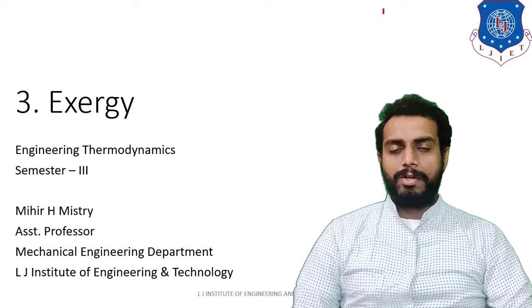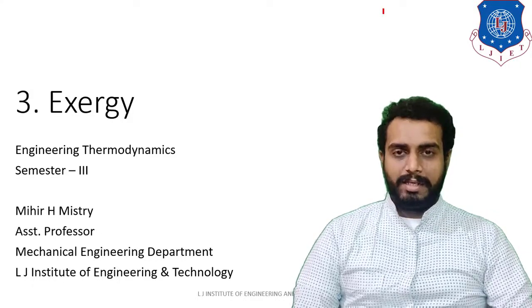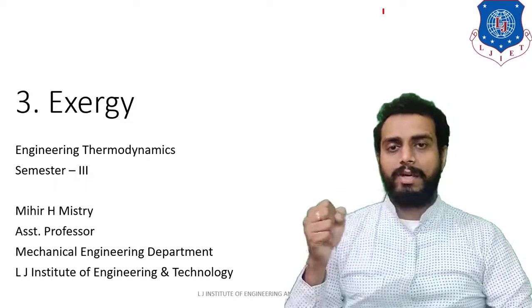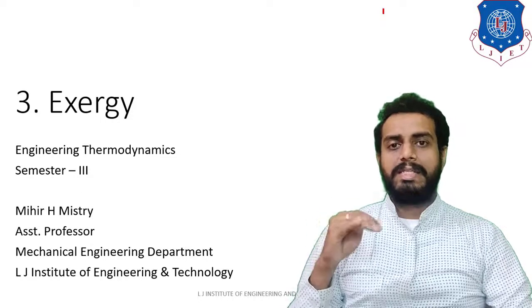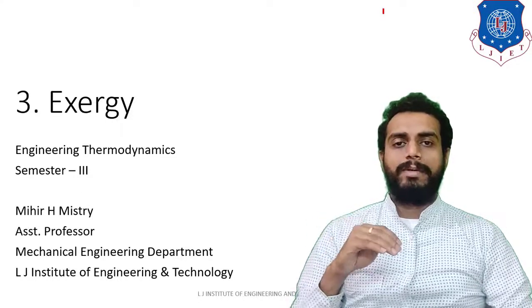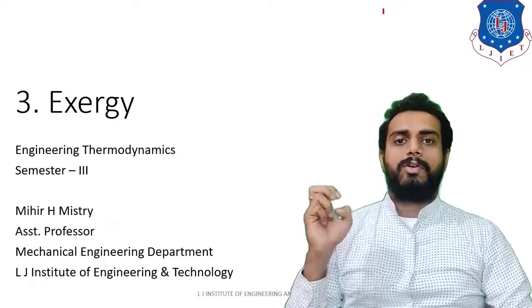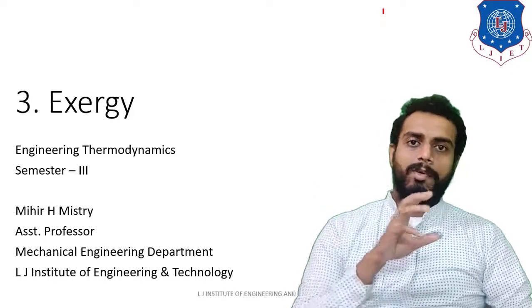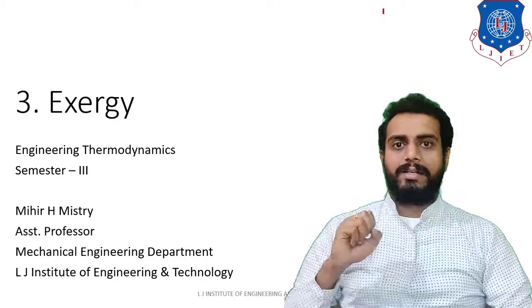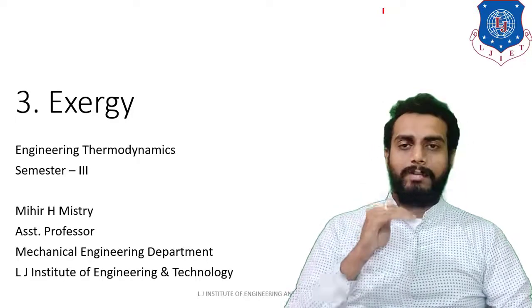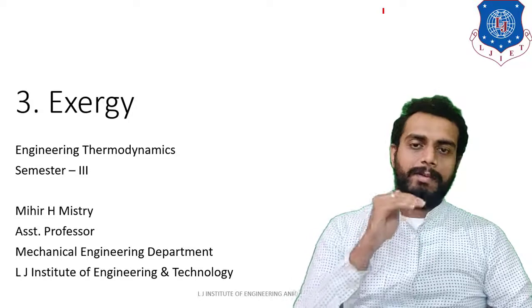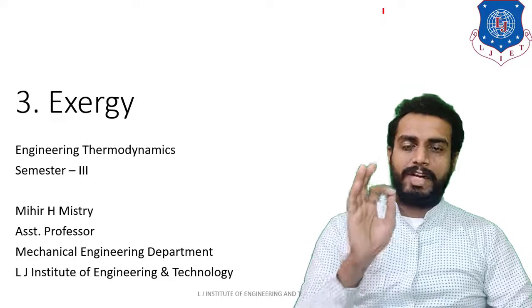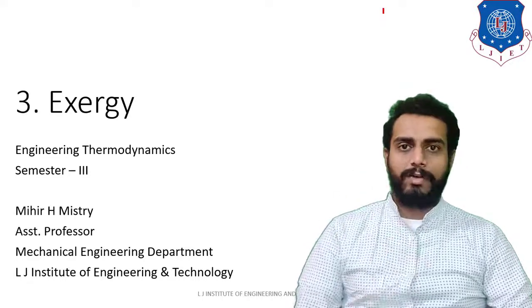Students, exergy is also known as availability. The simple funda is that from a system, whatever maximum work you can extract till it reaches the level of thermodynamic equilibrium, that work is called exergy or availability. I am repeating again, from a system, whatever amount of maximum work you can extract till it reaches the state of thermodynamic equilibrium, it will be called exergy or availability. Okay, so keep this fundamental concept in your mind. The definition may be asked in the examination.